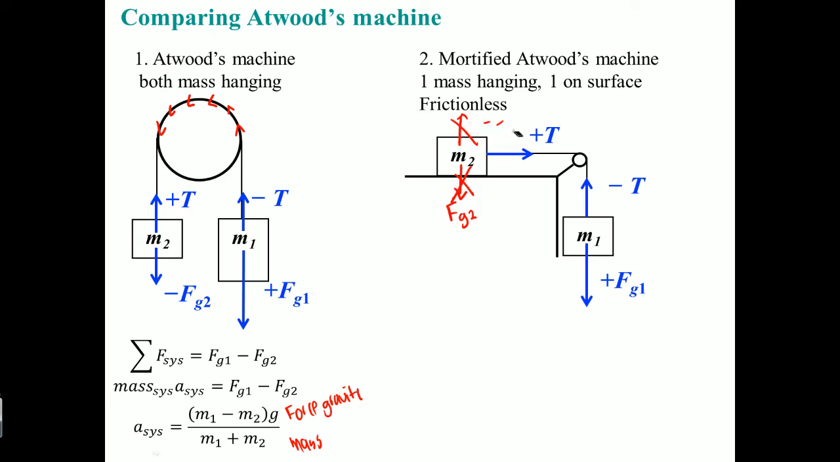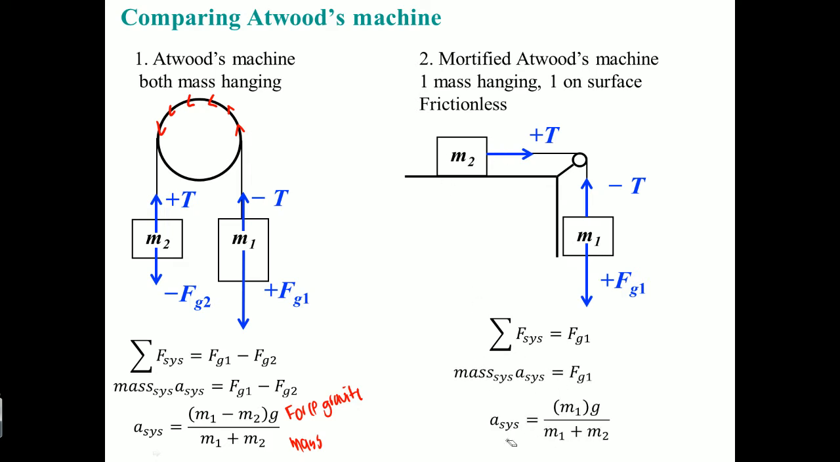Hence the only force in this problem is the force of gravity on mass 1. If we simplify, you should get the acceleration of the system is equal to mass 1 times gravity, that's again the force of gravity, and the only force of gravity is on mass 1 because mass 2's force of gravity cancels, divided by the mass of the system, which is m1 plus m2.